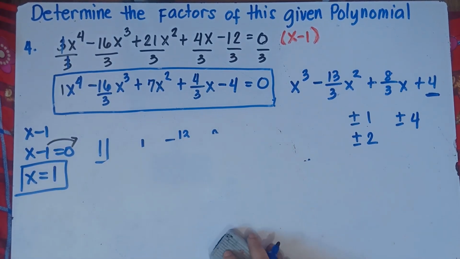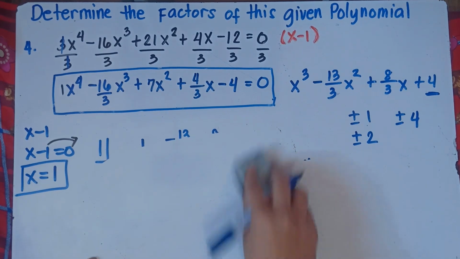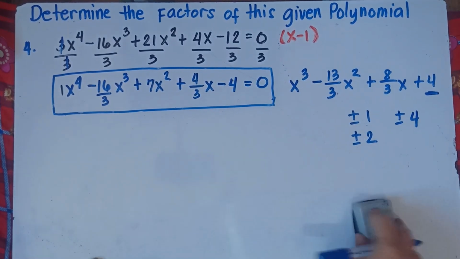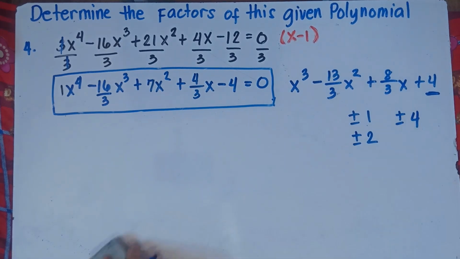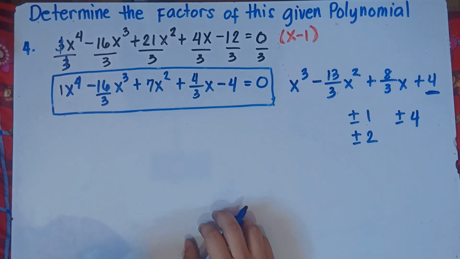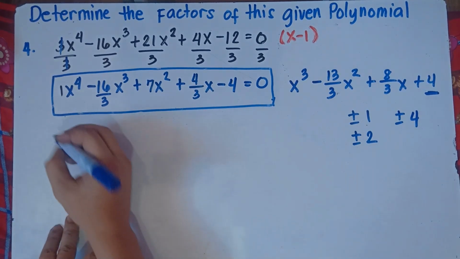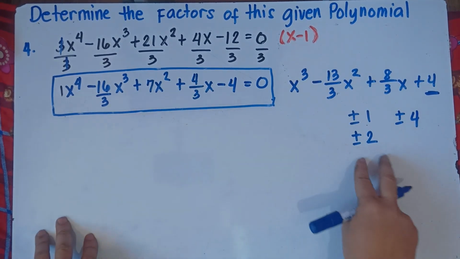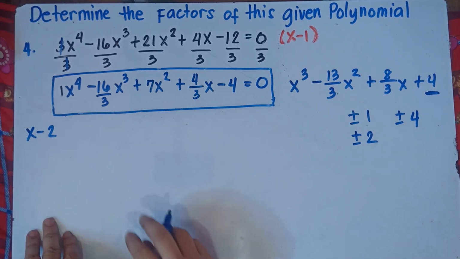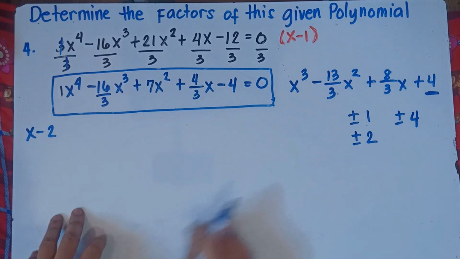So quite complicated, class. Just bear with me, class. It will be really quite complicated if you're determining the factors. So let's try x minus 2 or x plus 2. Let's start with x minus 2, then later on we try x plus 2. Let's try x minus 2, class.